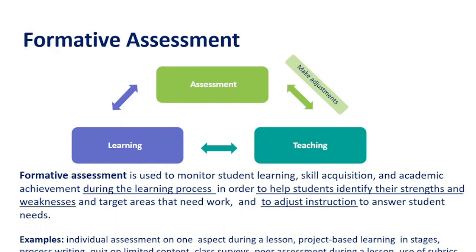Examples of this type of assessment would be individual assessment of one aspect of the subject which takes place during the lesson. Project-based learning with assessment stages is another example. Process writing, where students get feedback and improve their work. A short quiz on limited content, surveys, peer assessment during a lesson, the use of checklists to self-assess, and also the use of rubrics. All these are examples of formative assessment.